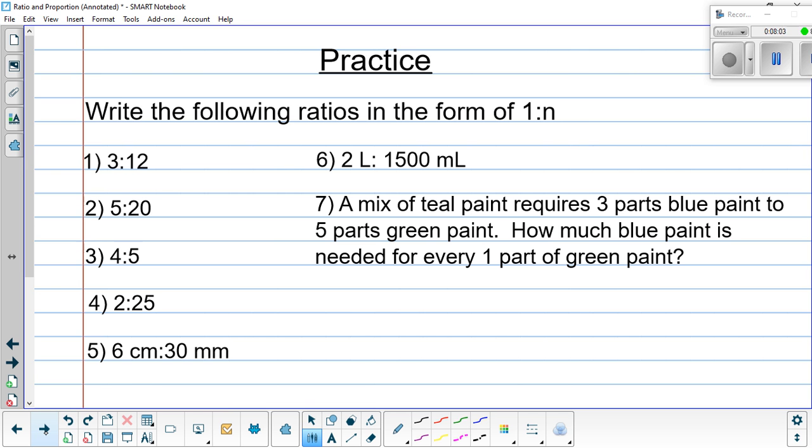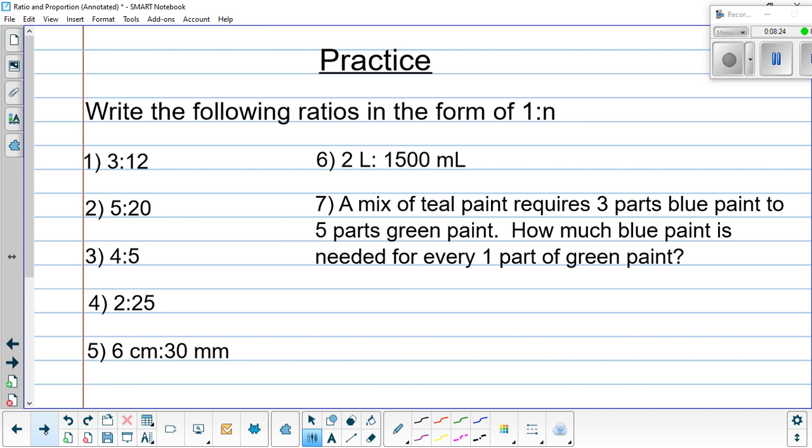So, practice. Write the following ratios in the form 1 to n. So here are 7 questions. The first 4 are kind of just numerical. Next 2, you're going to have to do some conversions in there. And then the 7th is a worded question. So try them. Once you're ready, you may press play and we'll go through the answers.